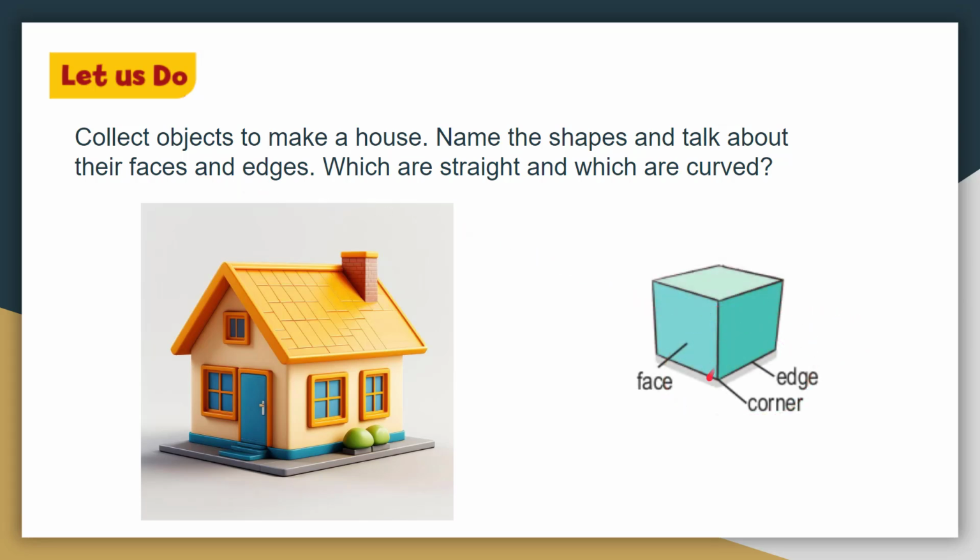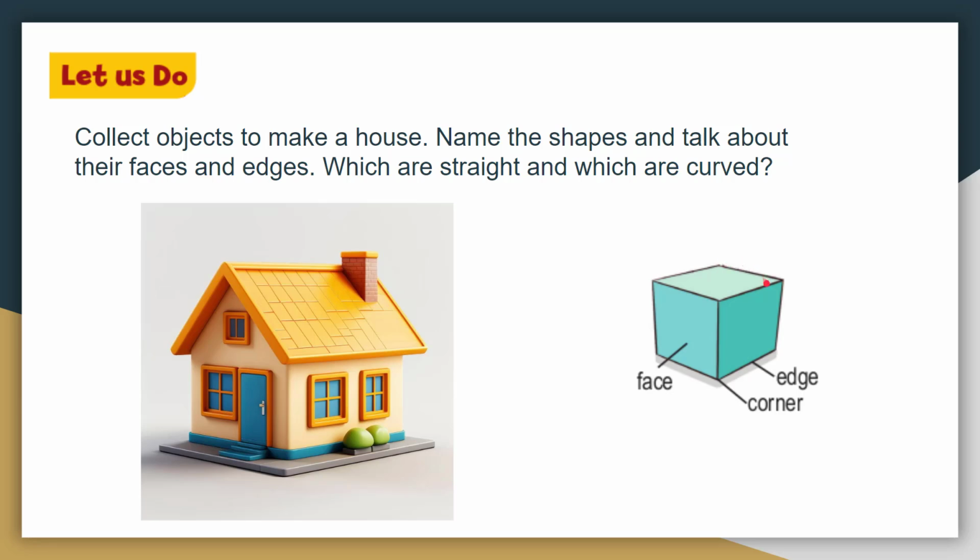So here you can see a cube. This is the face of the cube. So how many faces are there in a cube? Yes, that we know. A cube has 6 faces. And these lines you can see all around this cube are known as edges.